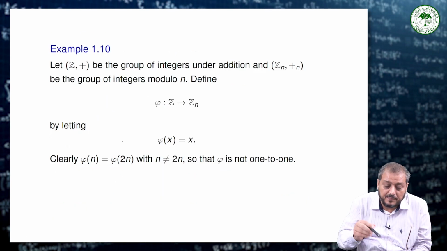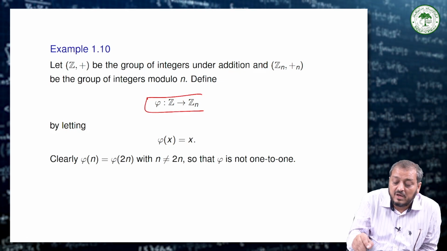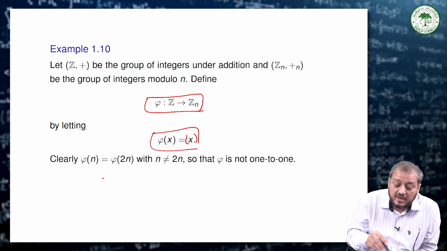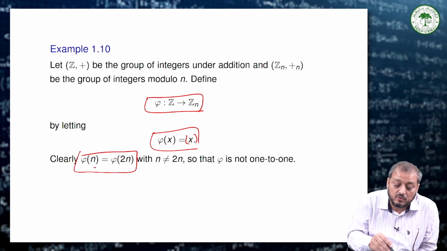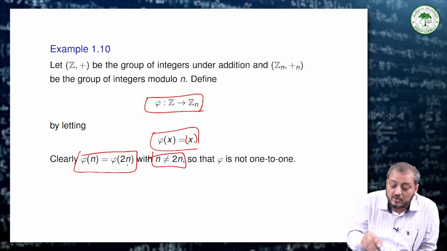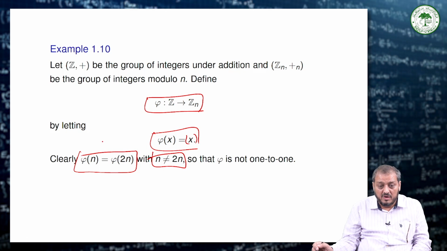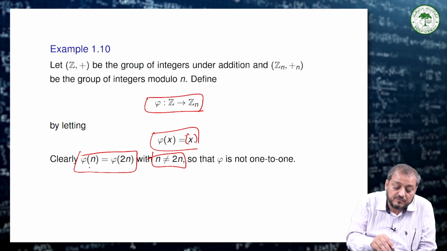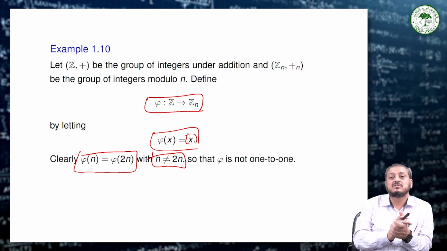Okay, let us have another example. We take the set of integers Z to Zn under addition modulo n, and phi of x is equal to the equivalence class of x. Now you can see clearly that phi of n is equal to phi of 2n because of the equivalence classes, but n is not equal to 2n. So, phi is not 1-1.